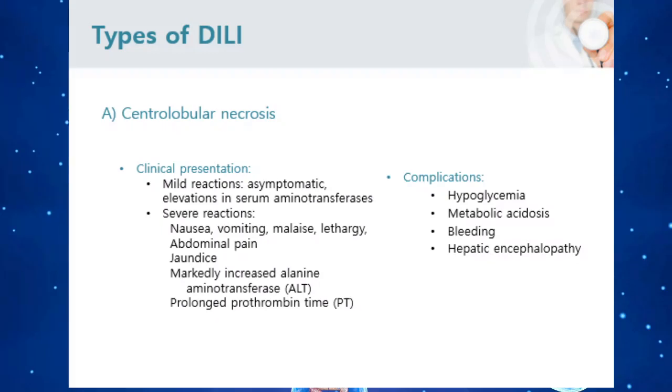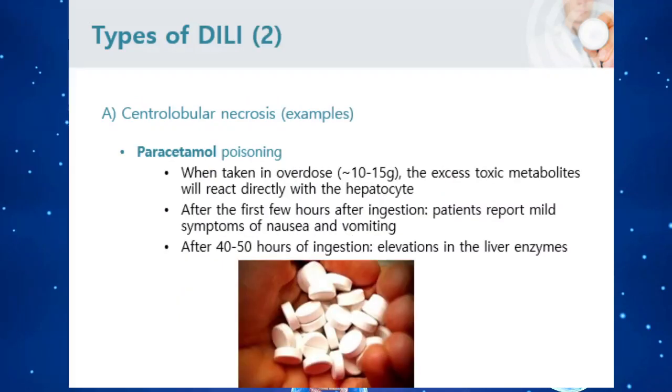So complications that might occur when the patient has this necrosis are hypoglycemia, metabolic acidosis, bleeding, and hepatic encephalopathy. An example of this reaction is paracetamol poisoning, when paracetamol is taken in overdose, like around 10 to 15 gram, and there is an excess of toxic metabolites that will attack the hepatocytes. After a few hours of ingestion, the patient might have mild symptoms of nausea and vomiting, and after a few more hours they will have that elevation in liver enzymes.